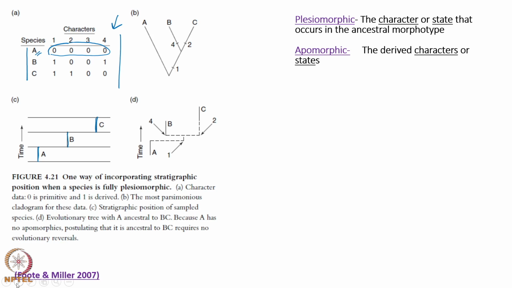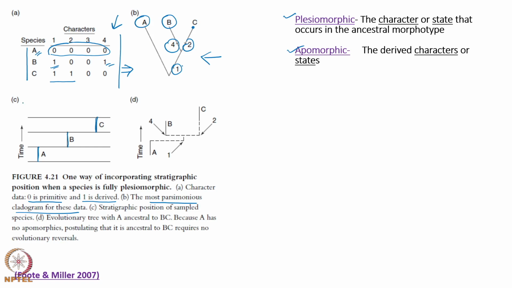We have to recollect the two definitions: plesiomorphic, the character or state that occurs in the ancestral morphotype, and apomorphic, which means the derived characters or states. As usual, 0 is the primitive state and 1 is the derived state. So, from this matrix the most parsimonious cladogram has been prepared. This is the most parsimonious cladogram, which shows that species C has got characters 1 and 2 here, species B has got characters 1 and 4, species A has got none of these characters.